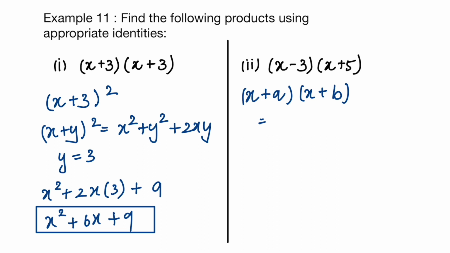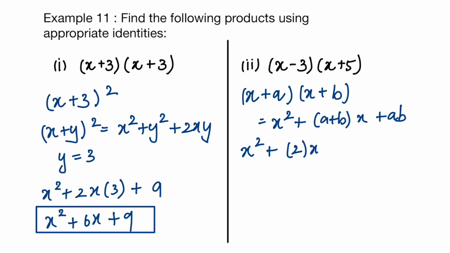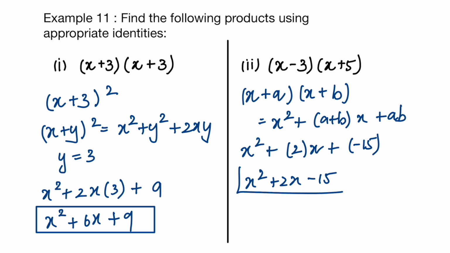Okay, so x plus a into x plus b is basically x squared plus a plus b x plus ab. So here x is x itself, so x squared plus a plus b here is going to be 2. Okay, a is minus 3 and b is 5, so minus 3 plus 5 is 2. So 2 into x plus a into b is minus 15. Okay, so x squared plus 2x minus 15, that is going to be the value.